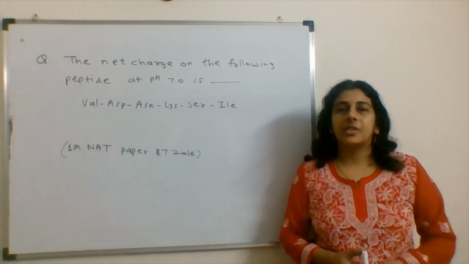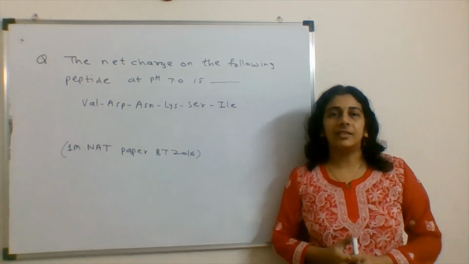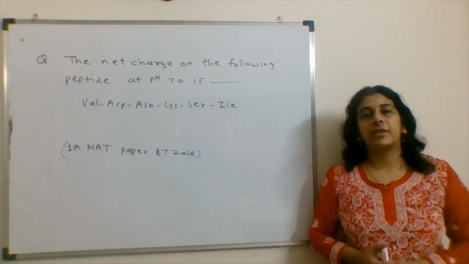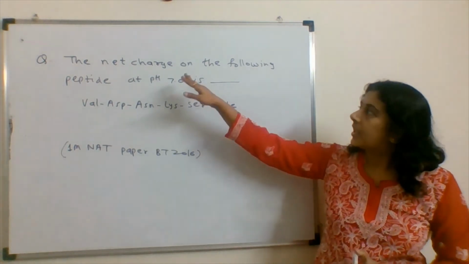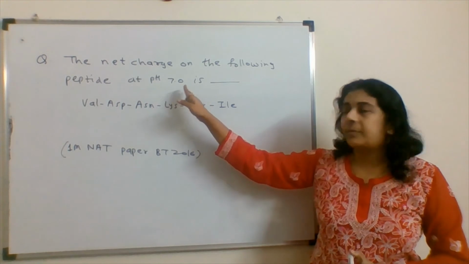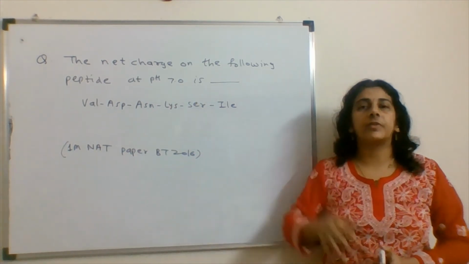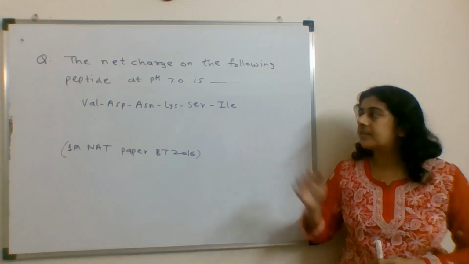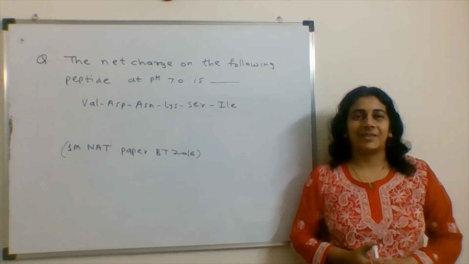Now let's have a question for my next video. The question is from the NAT section. This is a 1 mark NAT question from the paper of biotechnology 2016. The net charge on the following peptide at pH 7 is. So the sequence of amino acids is given and the net charge is asked for this peptide. We'll solve this question in my next video.